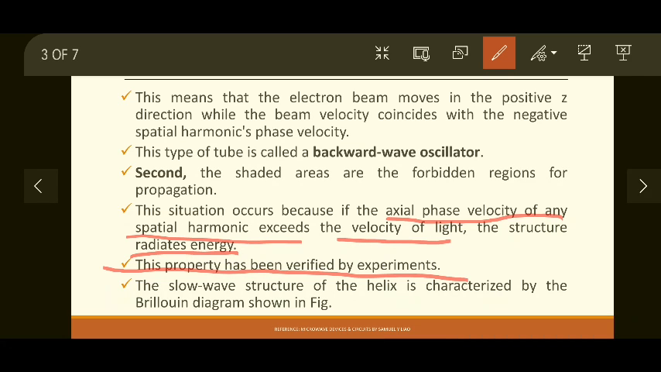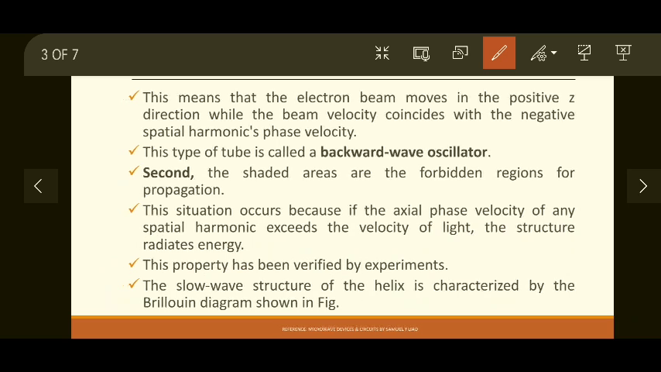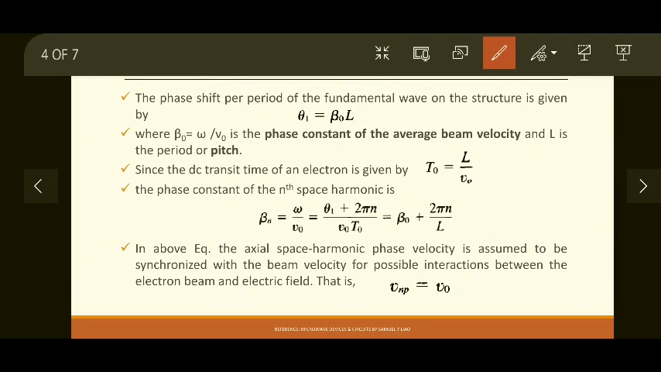So the slow wave structures of the helix are characterized by this Brillouin diagram as shown in the figure. These two observations are important: the forbidden regions, and the meaning of negative phase velocity. So why is it fundamental? Let's see how it causes the amplification process.